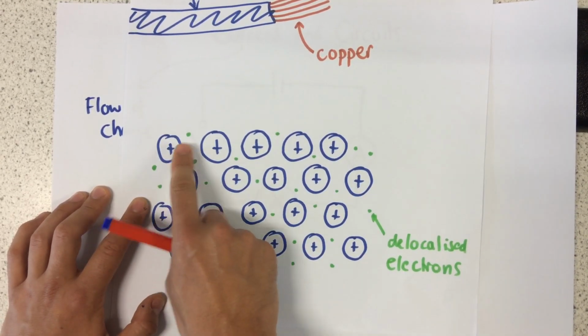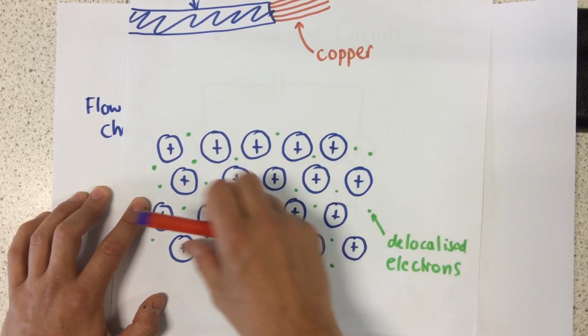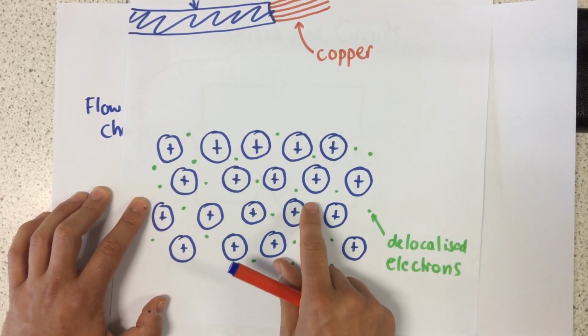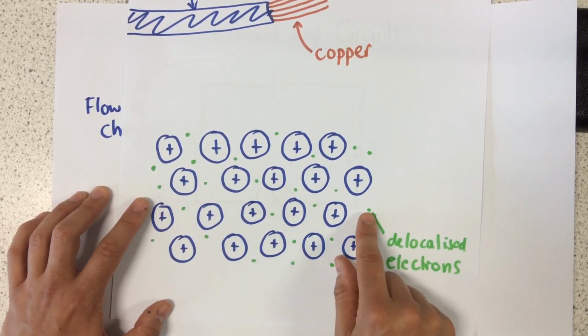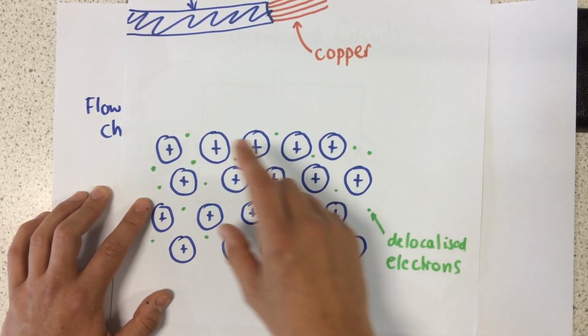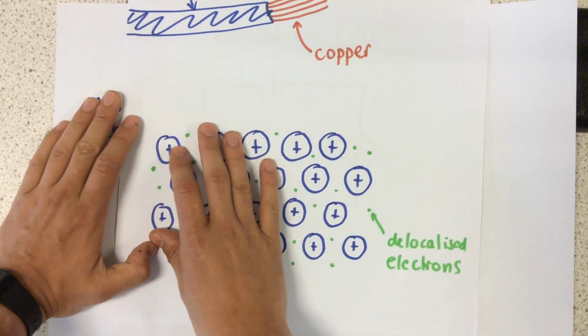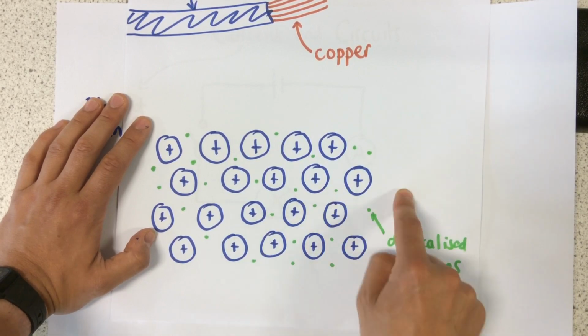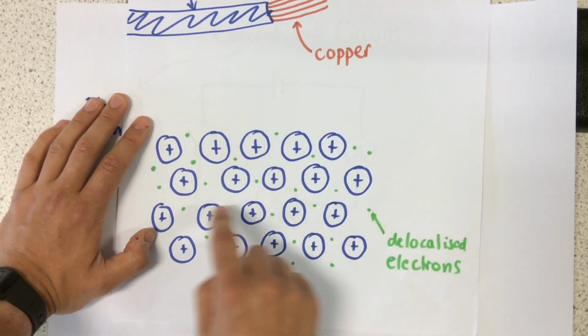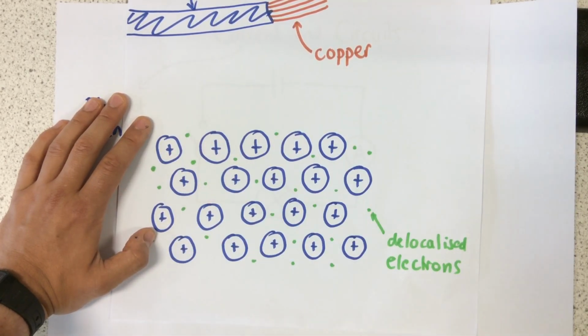In metallic bonding, we have lots of positive metal ions, and all around the ions, we have these little delocalized electrons. What that means is, when the circuit is provided with a potential difference, a kind of push, these electrons are free to flow around the circuit. They flow around the circuit.